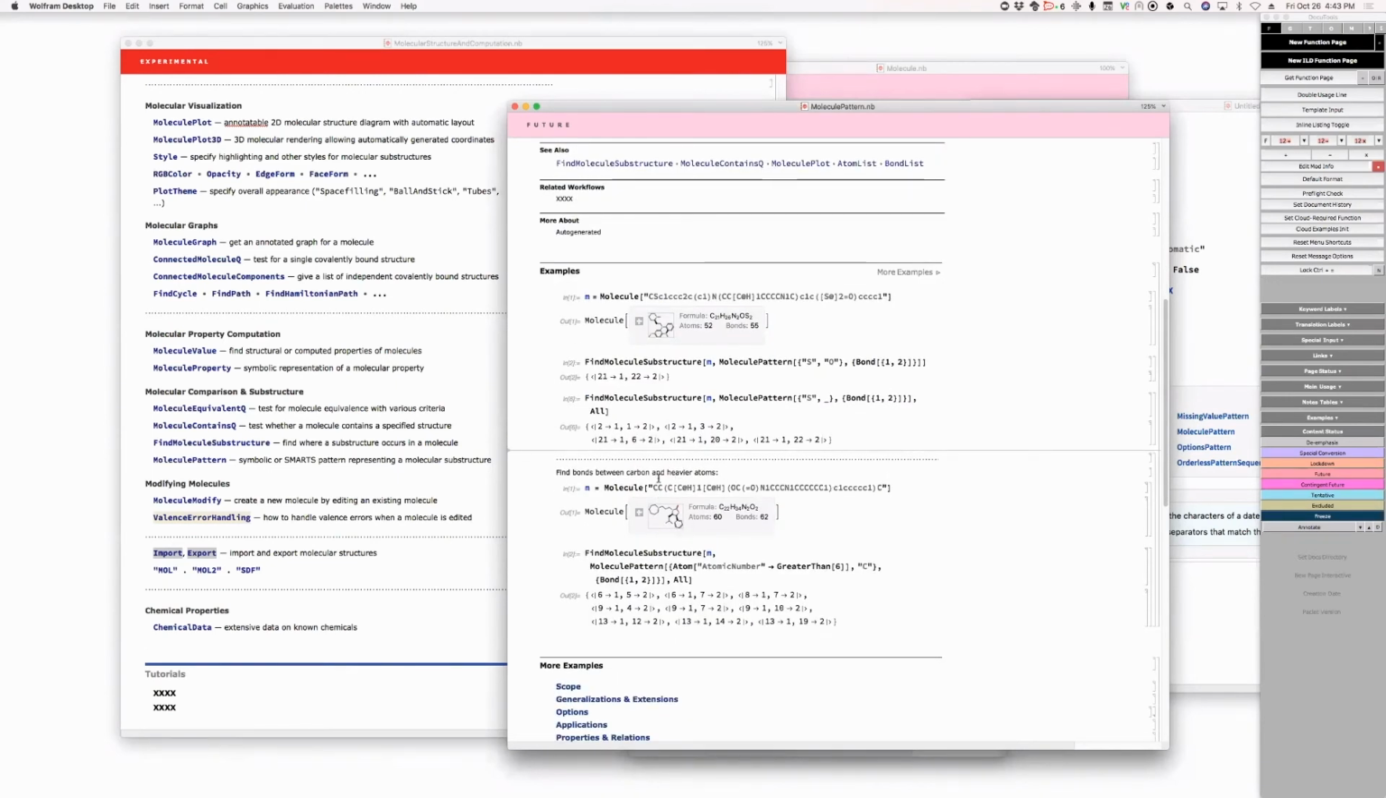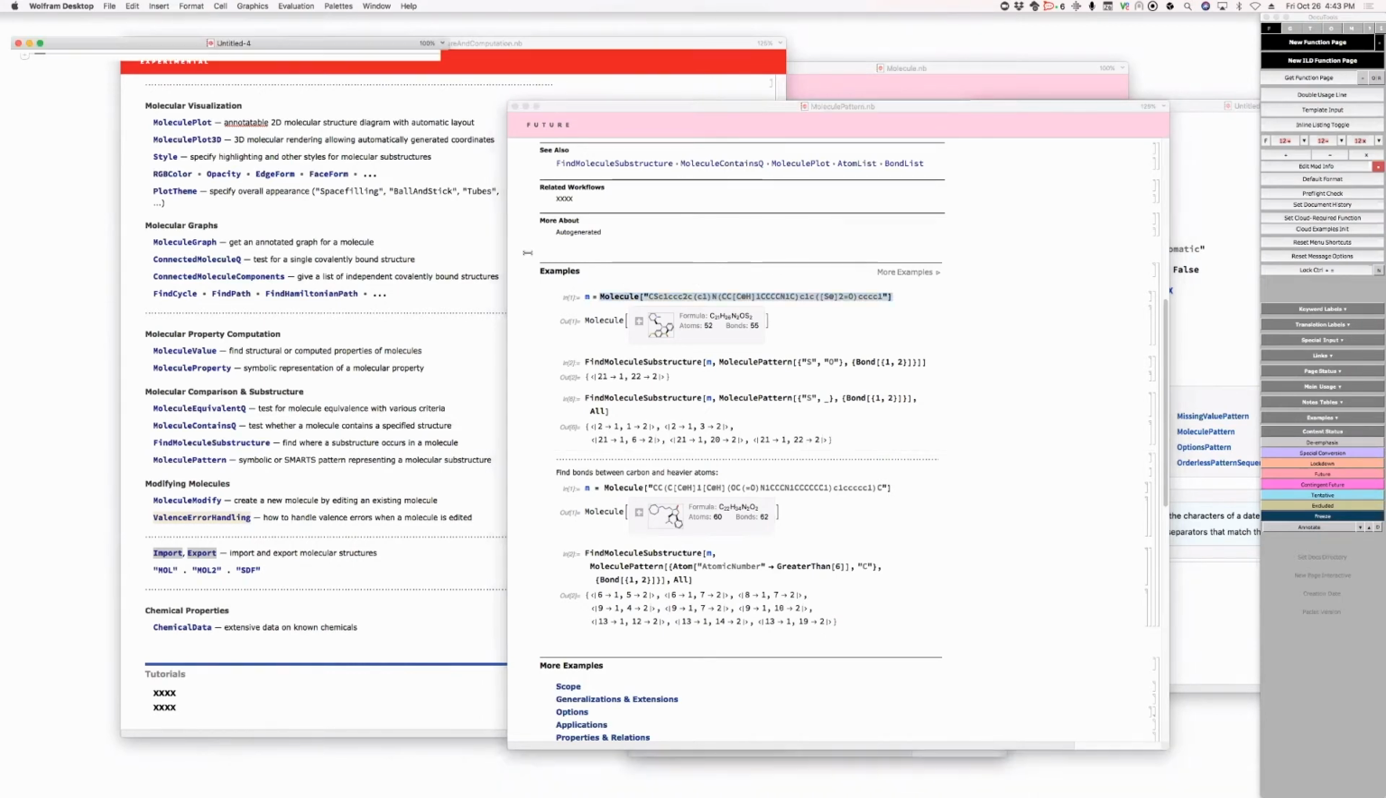By the way, you should give an example with a SMARTS string here. Yeah. Okay. All right. What else do we have to figure out here?